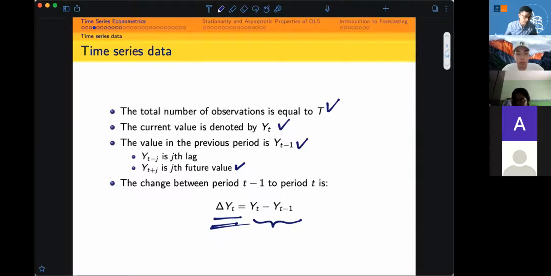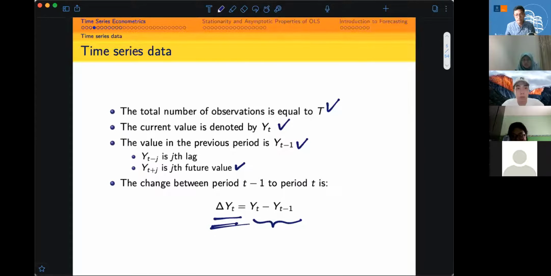Okay. Yes, go ahead. Sorry, may I ask, what does it mean for the lag and the future value ones? Yes. Thank you. Okay, sure.